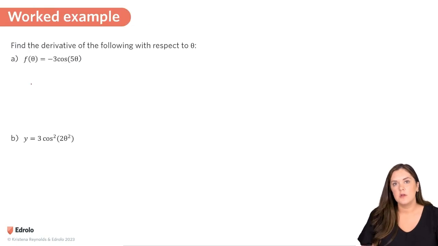So for our 2 examples, we are finding the derivative of each of them with respect to theta. Our first one, we have f of theta equals negative 3 cos 5 theta.